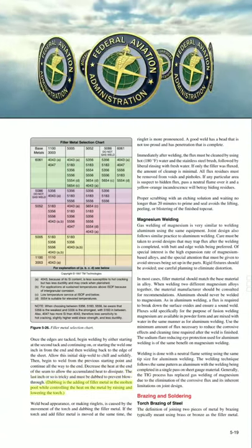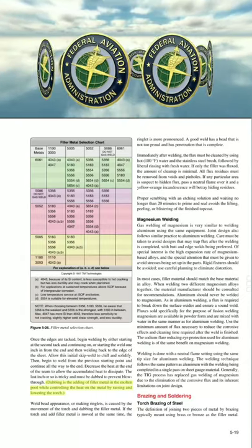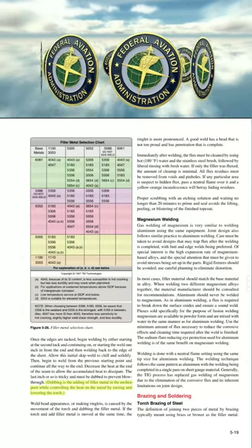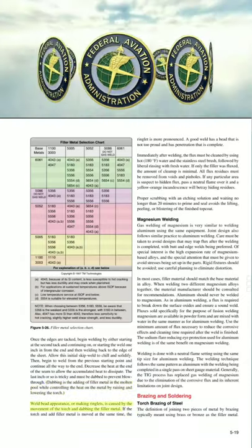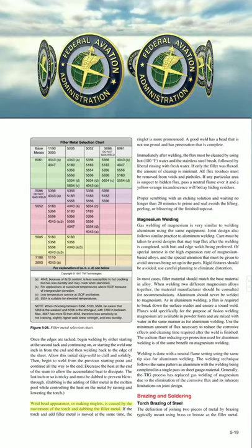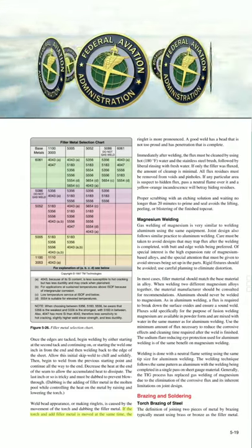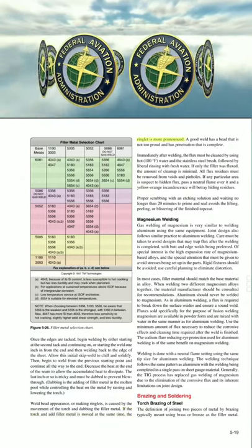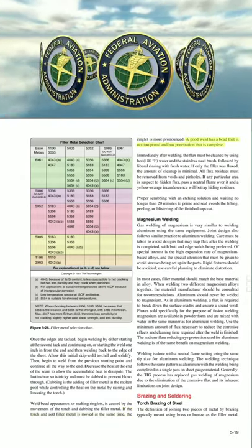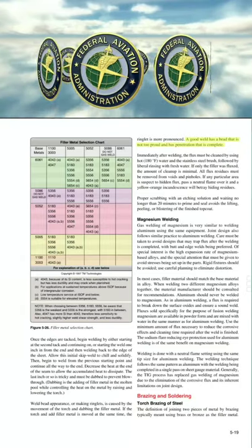Dabbing is the adding of filler metal in the molten pool, while controlling the heat on the metal by raising and lowering the torch. Weld bead appearance, or making ringlets, is caused by the movement of the torch and dabbing the filler metal. If the torch and the filler metal are moved at the same time, the ringlet is more pronounced. A good weld has a bead that is not too proud, and has penetration that is complete.